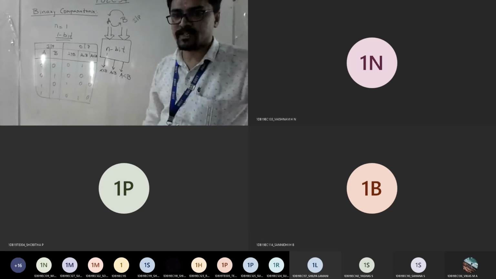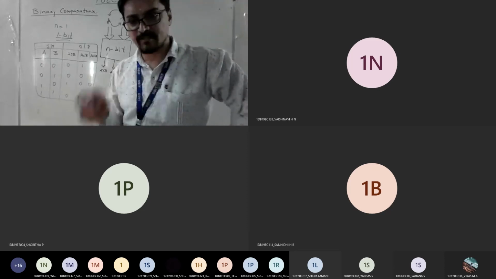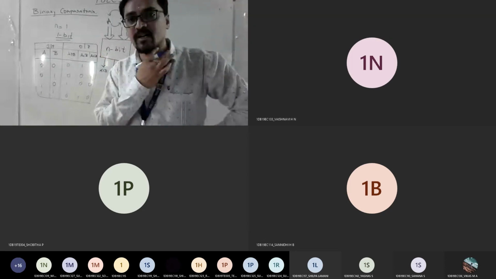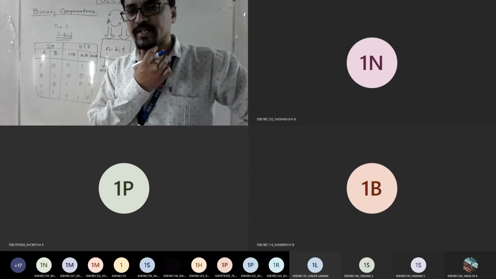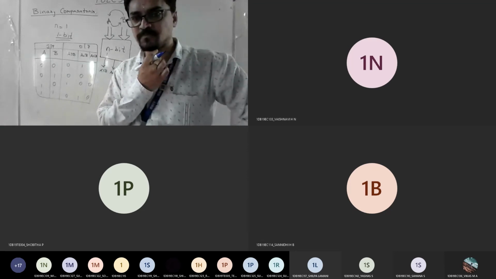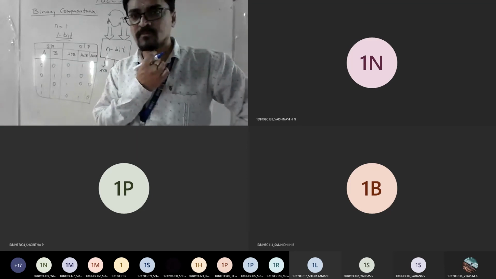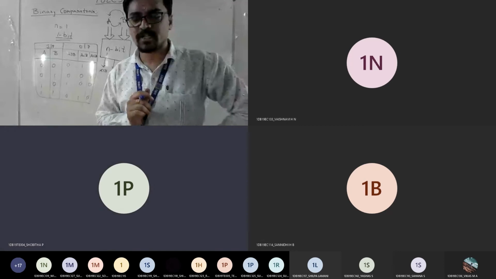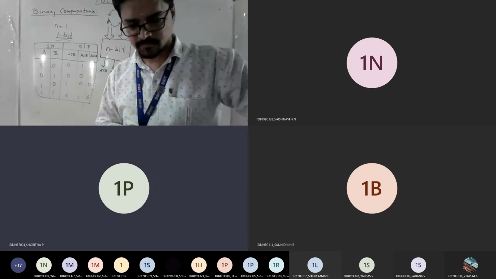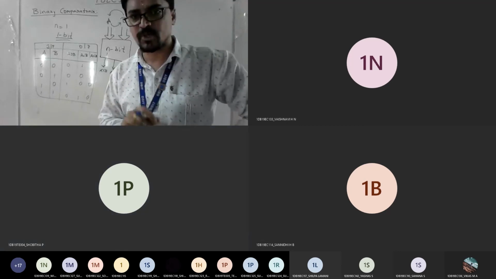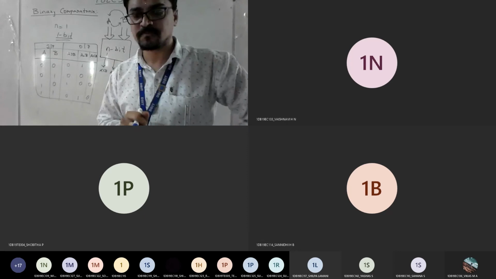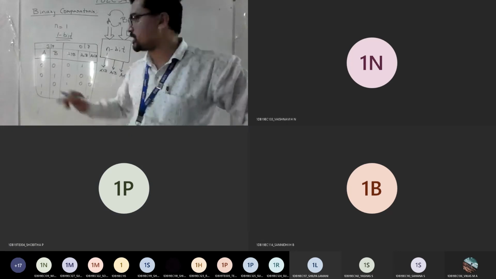Then what is the ultimate thing we want from any design of digital? We need to get a logical diagram. To get a logical diagram, what do you want? Expression. To get an expression, what do you want? Truth table. Truth table is done.